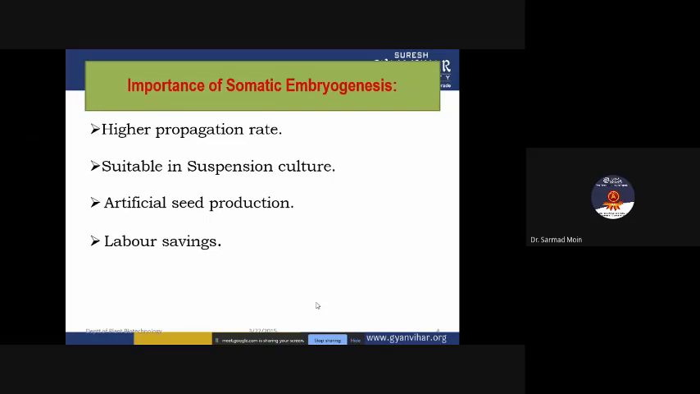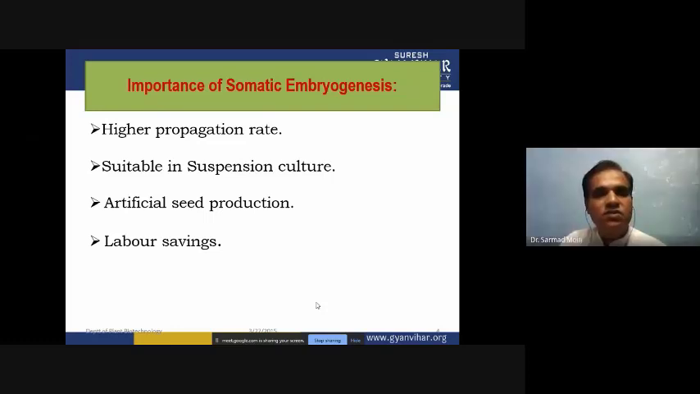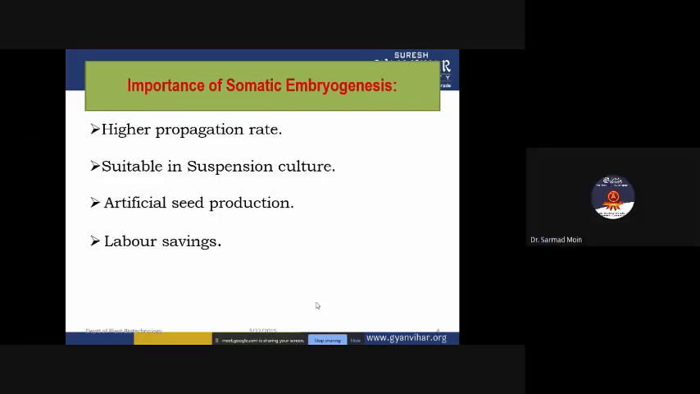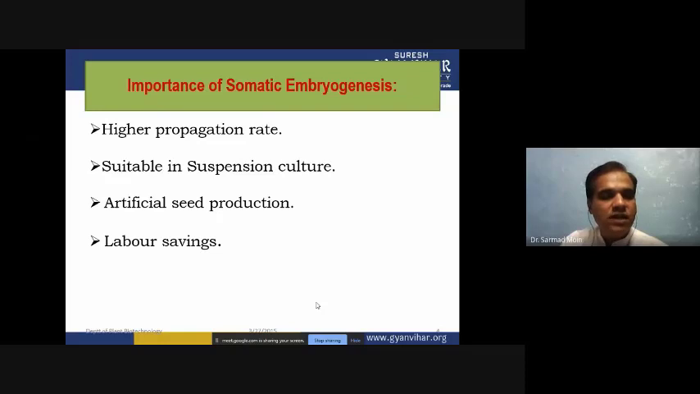Artificial seed production also is another area where we can utilize these somatic embryos, and later these artificial seeds can be utilized for the production of plantlets. Then labor saving: when we are producing somatic embryos, these embryos can be utilized to produce the plantlet directly. So it is a labor saving technique, and it can be utilized for the production of many plantlets.